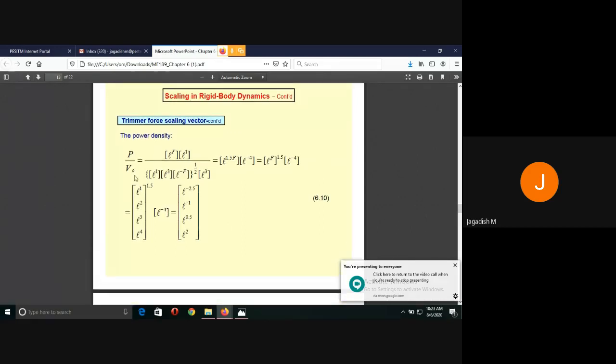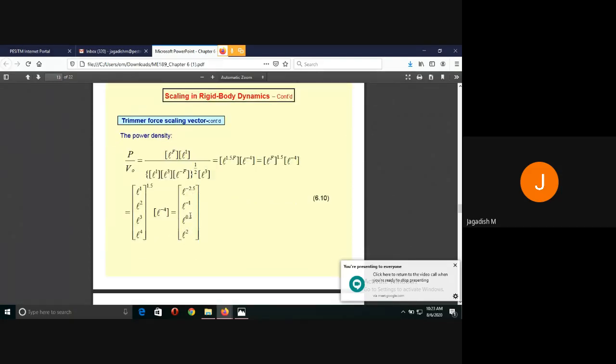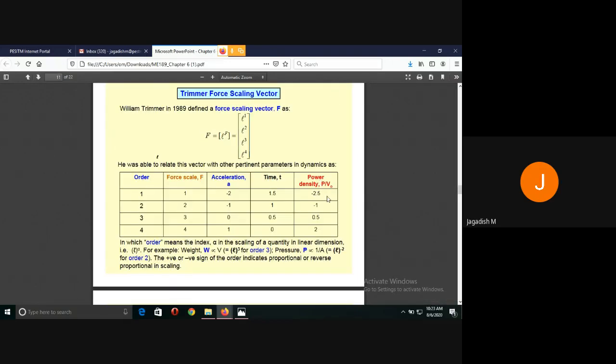Okay, so if I represent that P by V naught, it will be equal to L to the power minus 2.5, L to the power minus 1, L to the power 0.5 and L squared. So that, see here, minus 2.5, minus 1, 0.5 and 2 is represented here in this table. This is for power density.